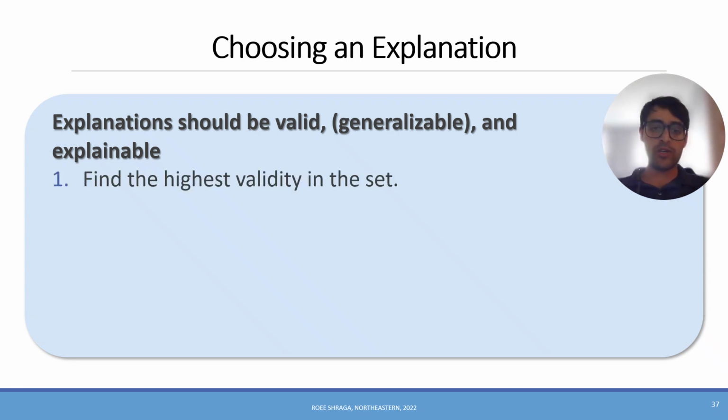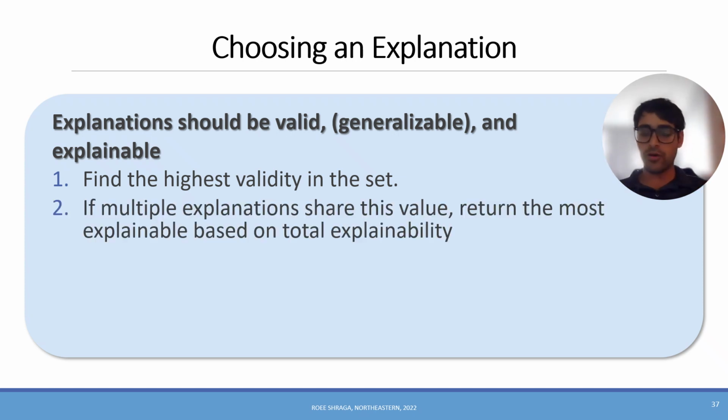And specifically what we do here is we first find the one with the highest validity in the set. So basically, an explanation that imitates and generates the change that we have. Second of all, if we have multiple explanations with the same value, what we are trying to do is to find the one that is most explainable, because we want to benefit the output for the user.